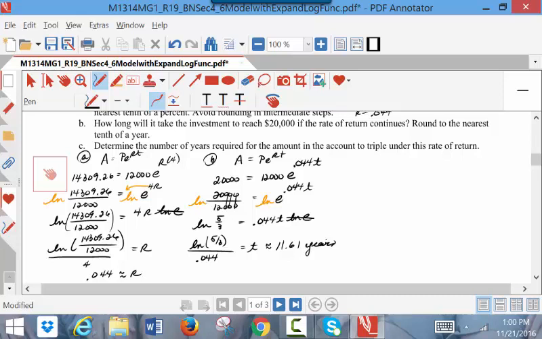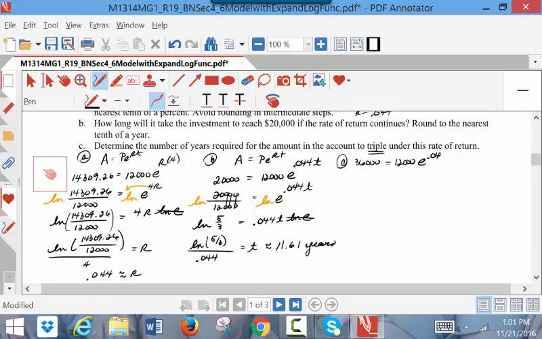So you can see this pattern is repeated over and over again. Y'all should be pretty darn good at this by the time we finish today's lesson. Part C, determine the number of years required for the amount in the account to triple under this same rate of return. Rate of return, again, being an r value of 0.044. Okay, so for it to triple, it started at 12,000. So to triple, that means I want it to grow to $36,000. So I started at 12,000. To triple, it's going to grow to 36,000.